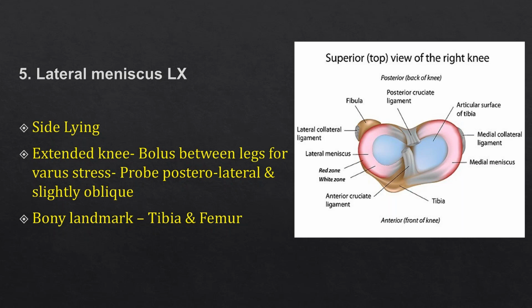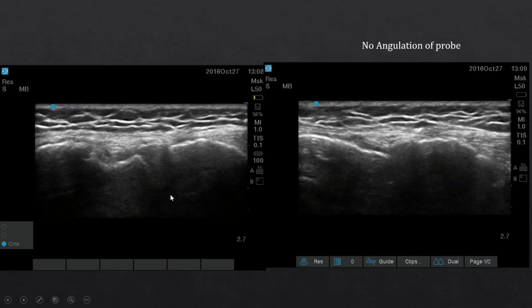To get better access, you don't want your probe to be straight long axis or exactly longitudinal to the long axis of the leg. You want a slightly posterior lateral orientation of your probe. And bony landmarks are your tibia and femur, which is the joint. And here is the image.